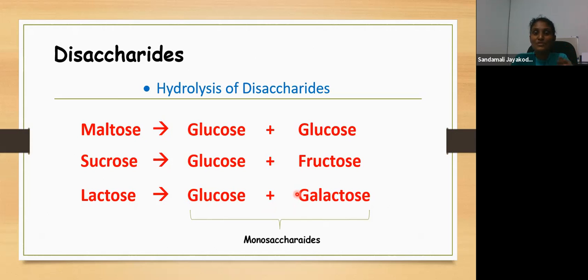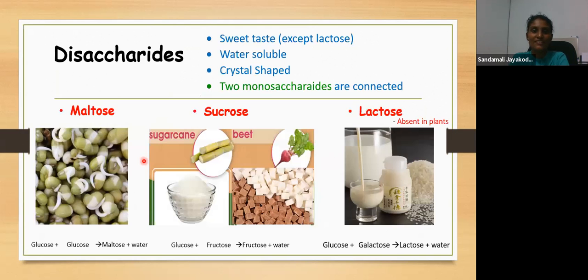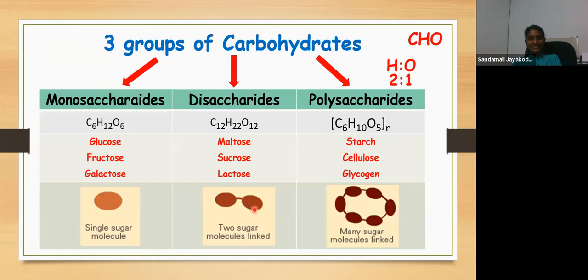It is like small beads coming together: two beads come together and make a single molecule. Two beads means two monosaccharides, and the molecule which is formed at the end is a disaccharide. So when there are two, it's a disaccharide. Here you can see two sugar molecules linked, it is a disaccharide.